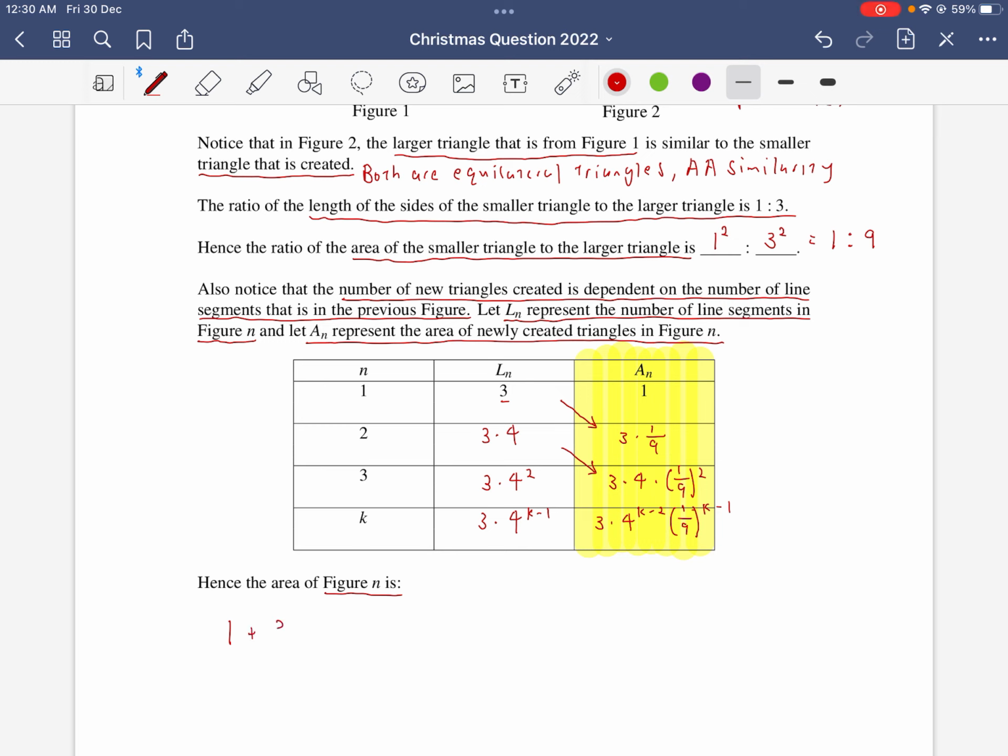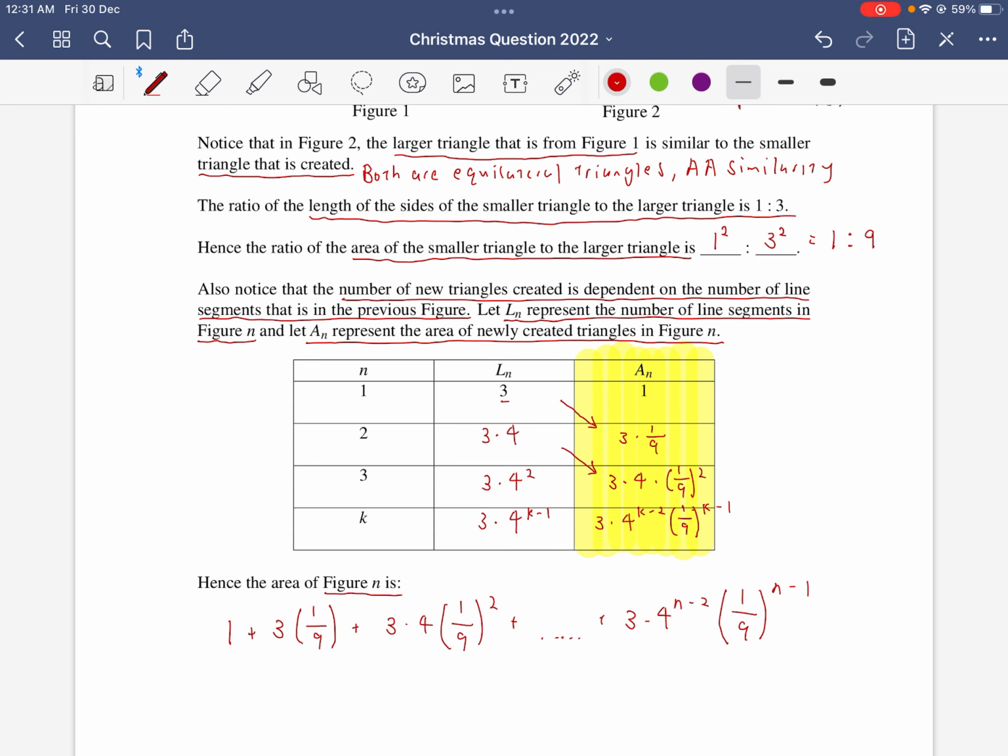3 times 1 over 9 plus 3 times 4 times 1 over 9 squared plus all the way to 3 times 4 to the power n minus 2, because we are finding the area of figure n, times 1 over 9 to the power of n minus 1.